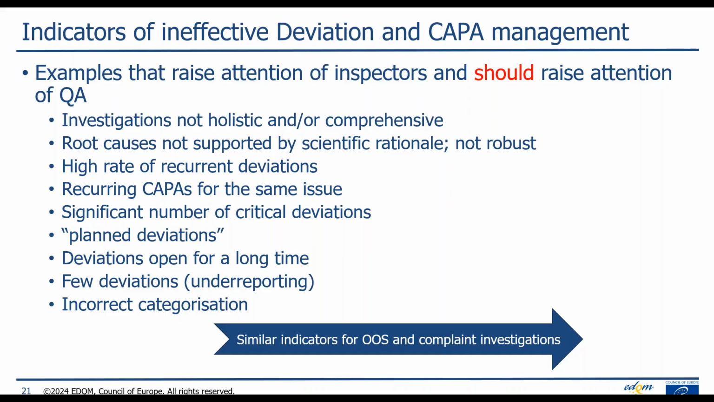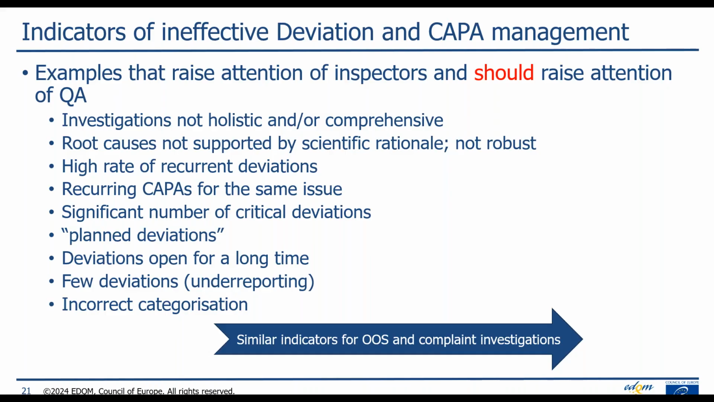Root cause is not supported by scientific rationale, not robust. High rate of recurrent deviations, recurring CAPAs for the same issue, significant number of critical deviations, planned deviation. There is no planned deviation. You cannot plan a deviation. This goes contrary to the concept of what a deviation is. Deviation is history.